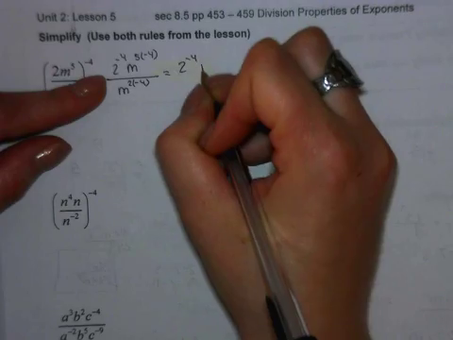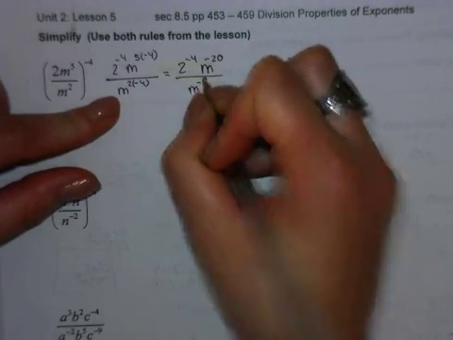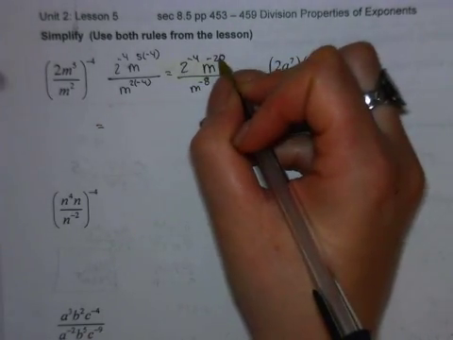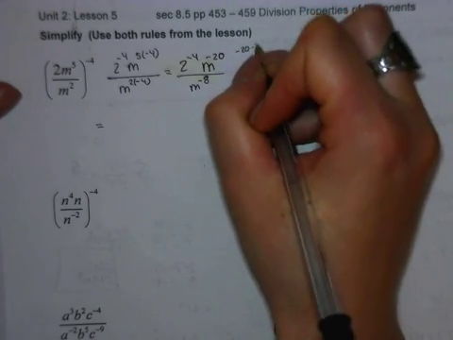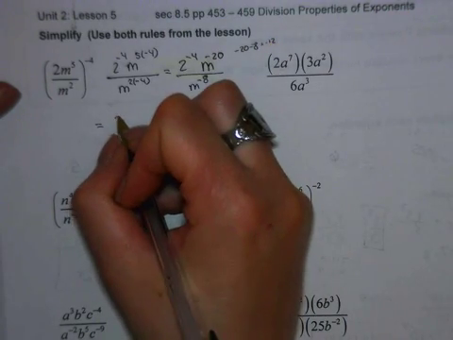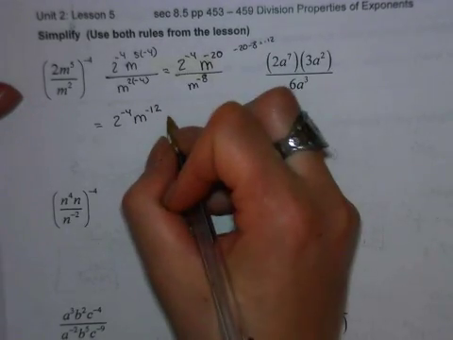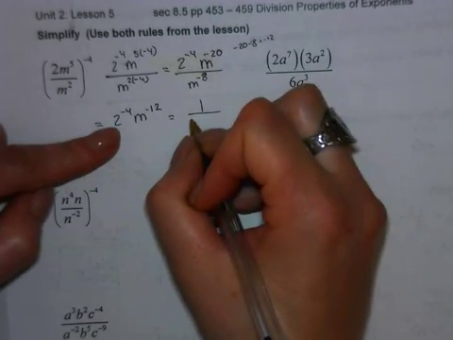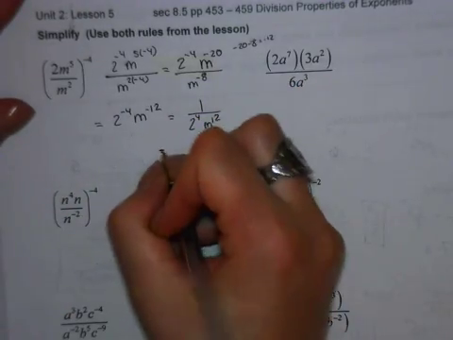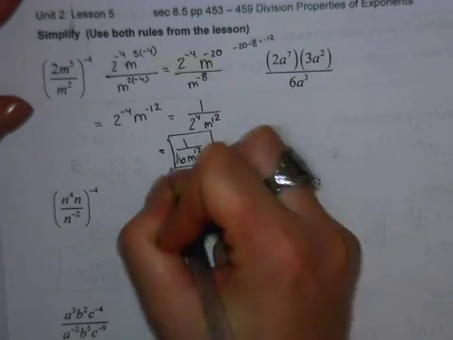So we have 2 to the negative fourth, m to the negative 20 power, m to the negative 8. So from here, we have like bases of m, and we have a negative 20 minus a negative 8, which equals a negative 12. So we have 2 to the negative fourth, m to the negative 12. So to rewrite this, we have positive exponents. This goes in the denominator. Same with m to the 12th. Last step, 2 to the fourth is 16, and we have m to the 12th power.